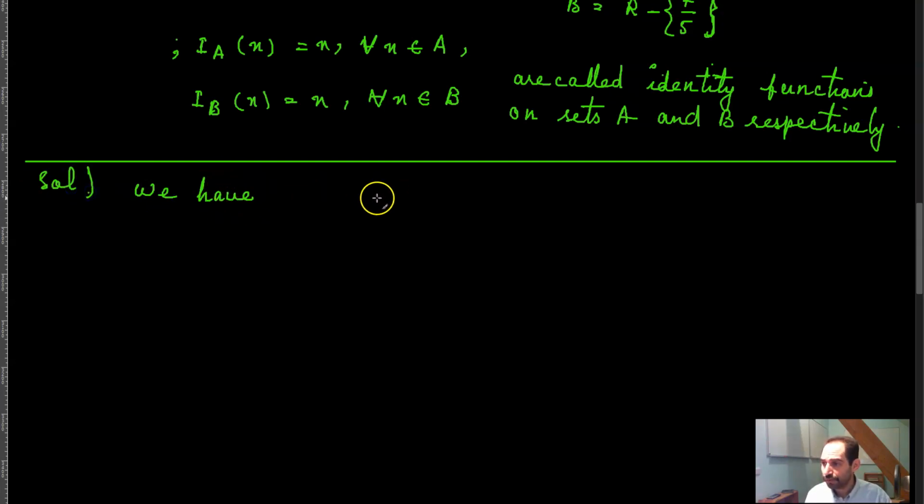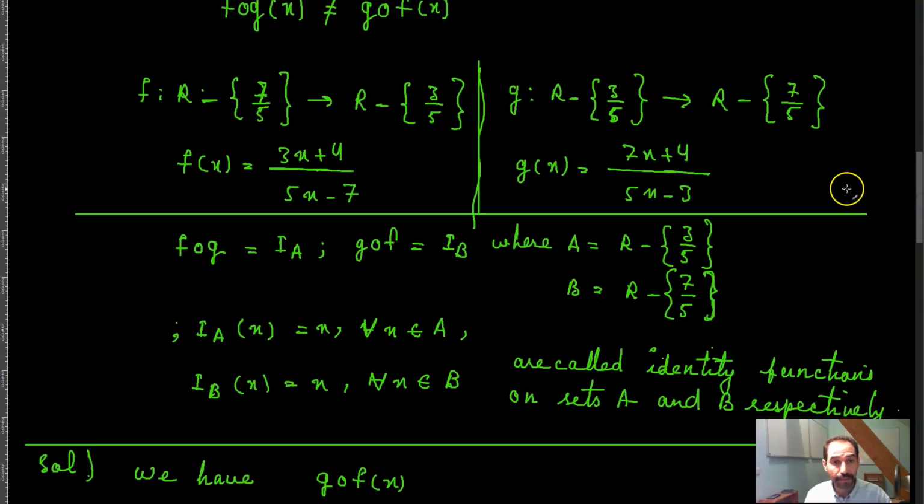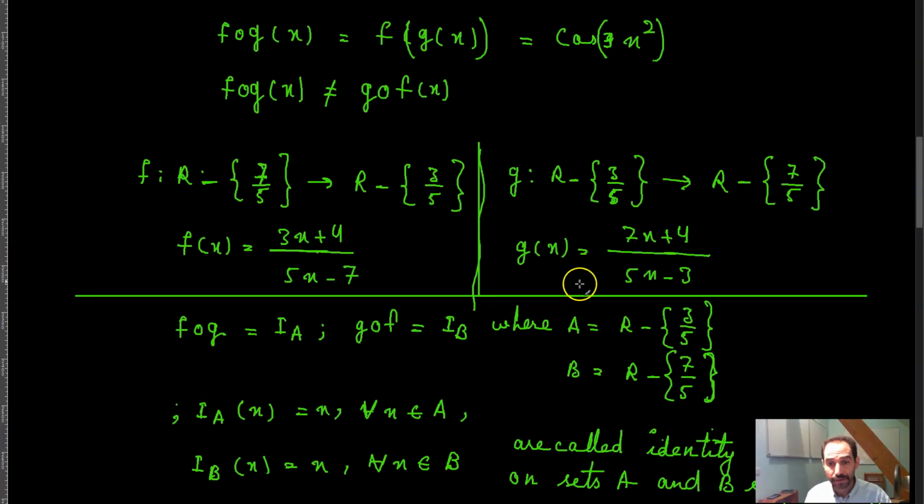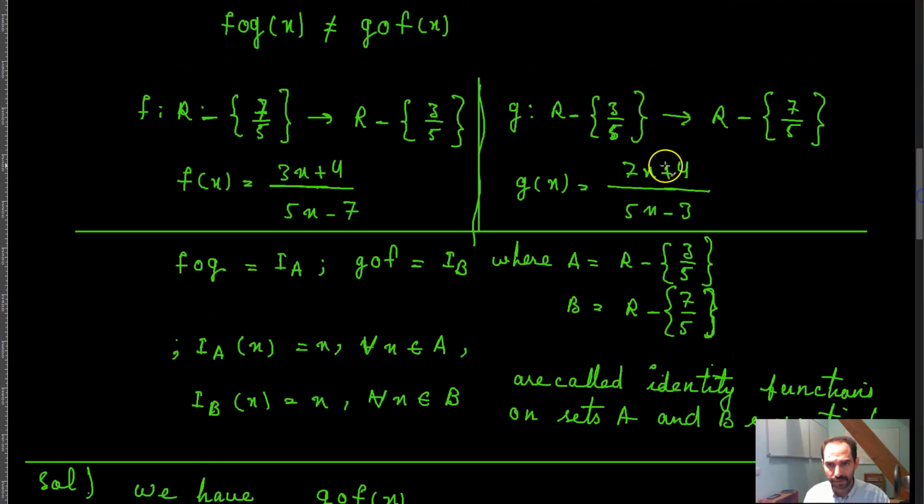g of f of x. So g of f of x is basically, g of x is this function. This is the domain of your function, this is the codomain of your function. F of x is this function, with its domain and codomain. That means that g of f of x becomes, basically, I have to write g of x, which is this function 7x plus 4. Let me make a screenshot here so that I know what I'm doing.